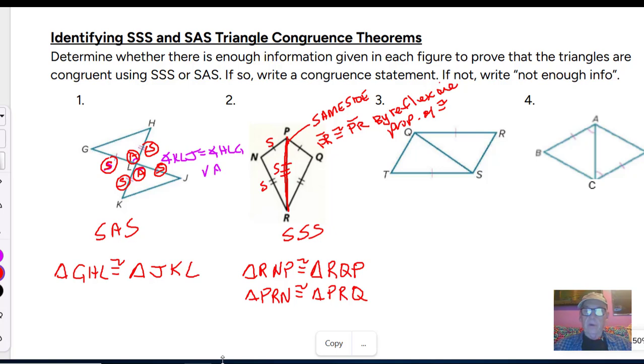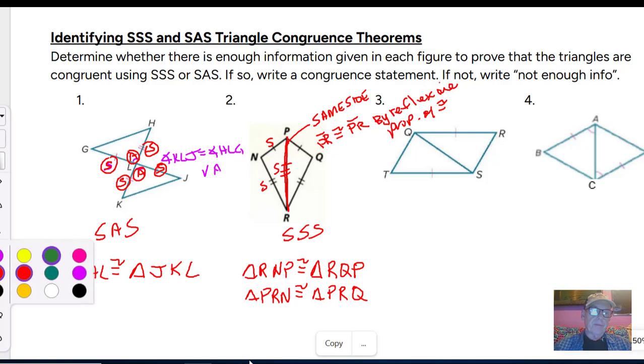And there are other orders that we could actually name these in also. We could do PNR, we could do QRP, RPQ. There are 6 different combinations that we could name the first triangle in, between forwards and backwards, and then the right-hand triangle would have to have its letters or vertices to match.